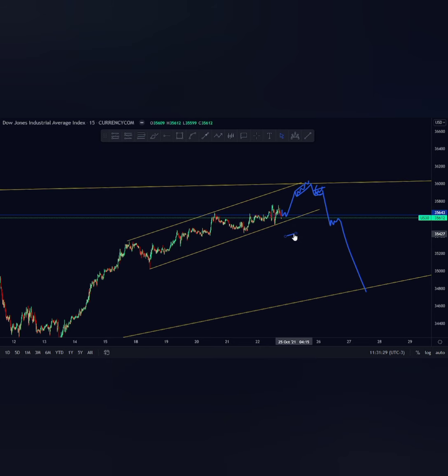This is an uptrend: higher high, higher low, higher high, higher low. After a higher high, we want a higher low. After a higher low, a higher high. The same applies for a downtrend. After a lower low, we want a lower high. After a lower high, we want a lower low.